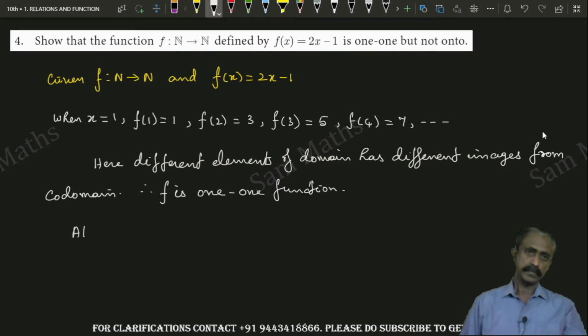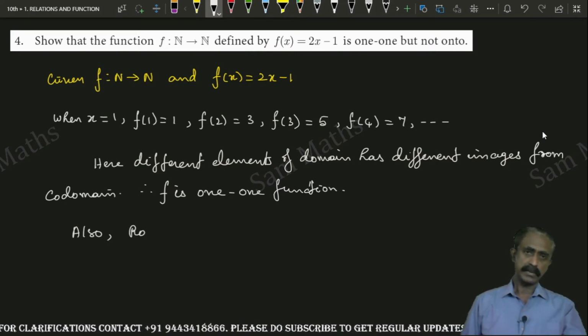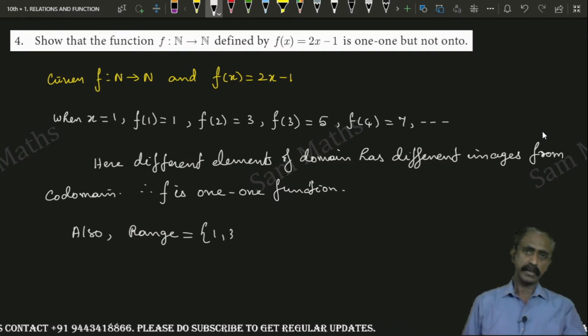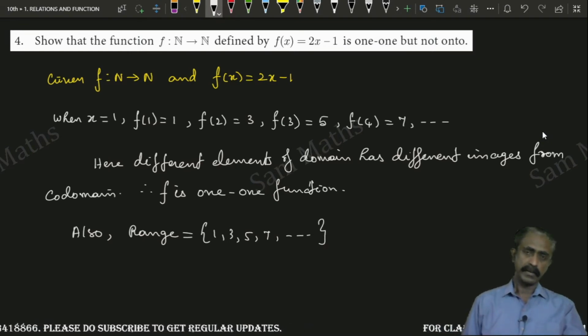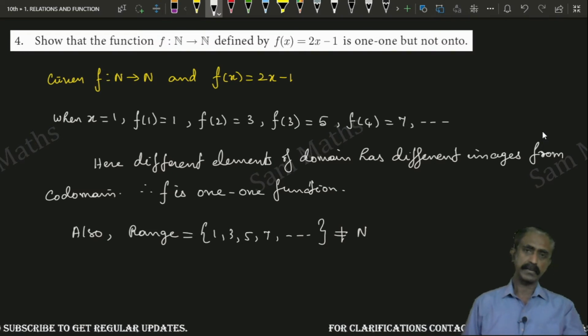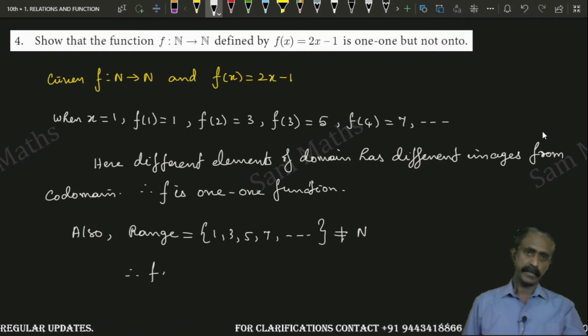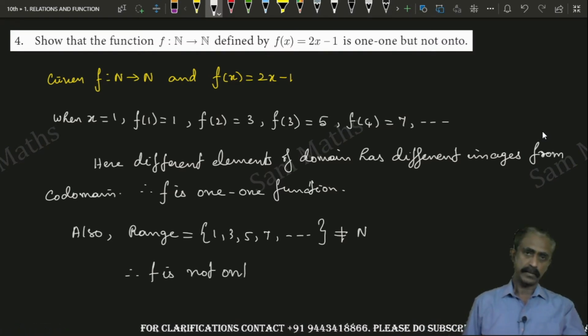Also, range is equal to 1, 3, 5, 7, etc. This is not equal to N. N is the codomain. This is not equal to N. Therefore, f is not onto, that is, an into function.